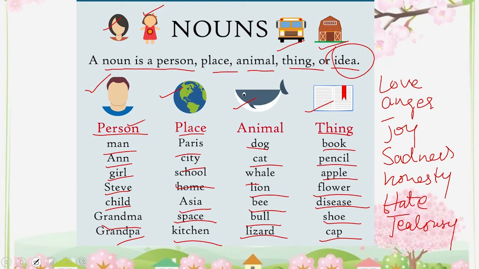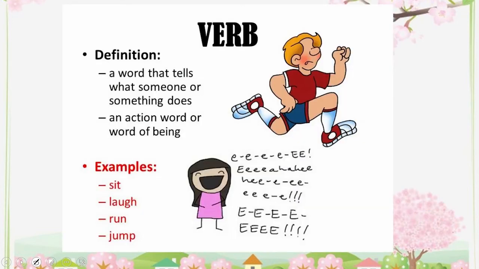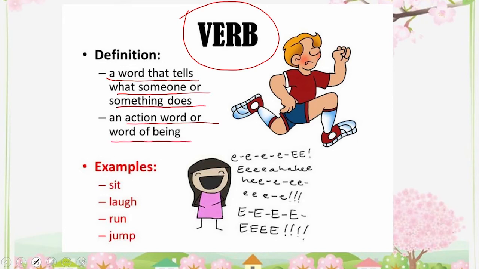You are also a noun, a person. Now let's move forward. Now we will discuss verb. What is a verb? A word that tells what someone or something does, an action word or word of being. Examples are sit, laugh, run and jump.